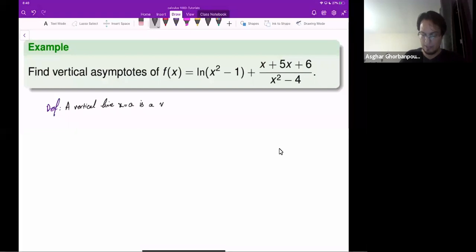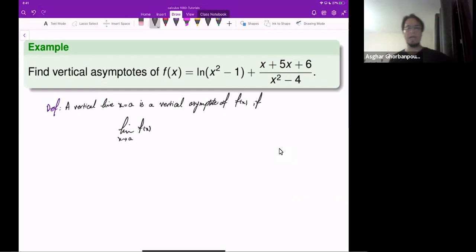A vertical line x equals a is a vertical asymptote of a function f of x if, when you approach a, f of x goes to either plus infinity or minus infinity. Indeed, it is enough to approach a from either the right or the left, instead of from both sides.